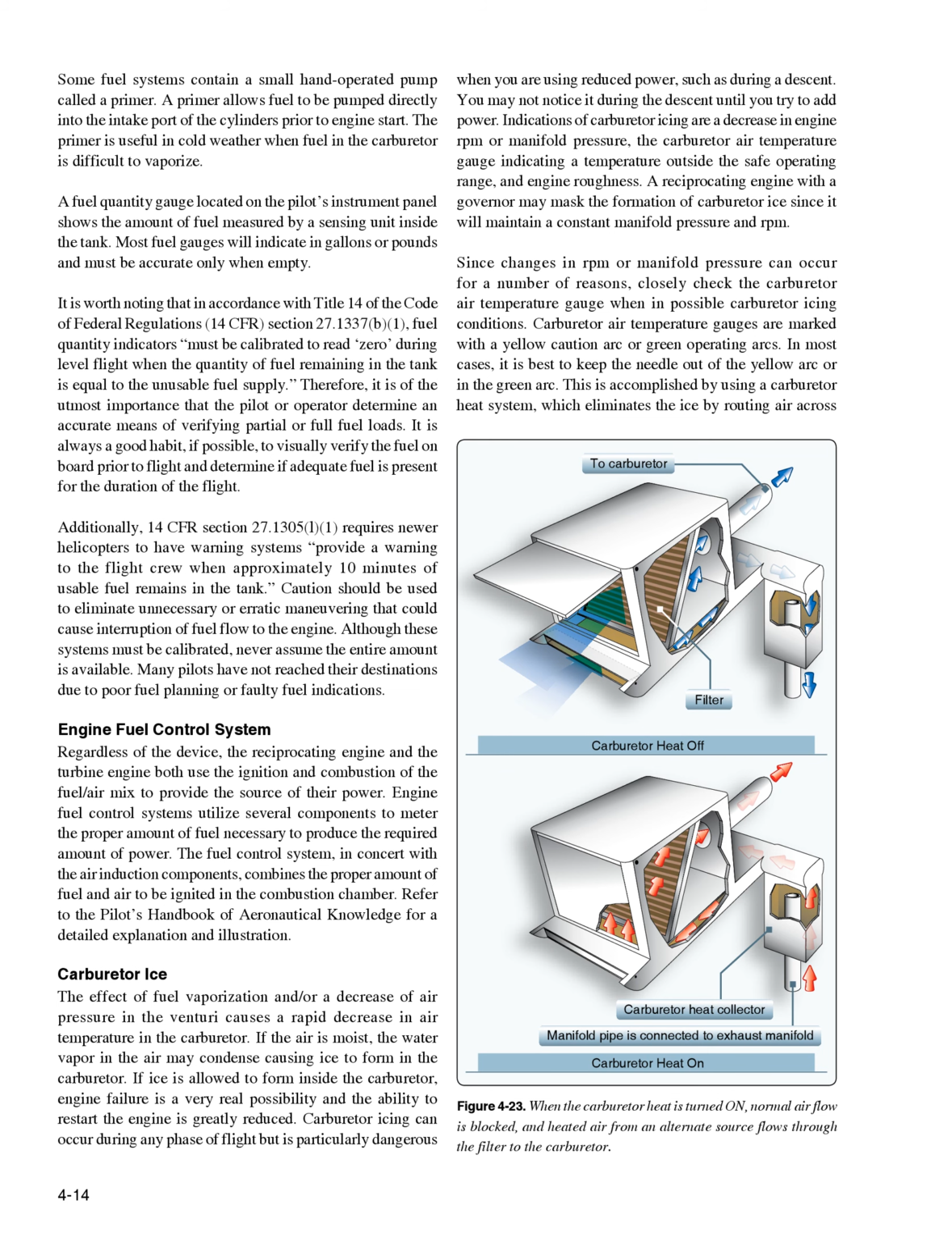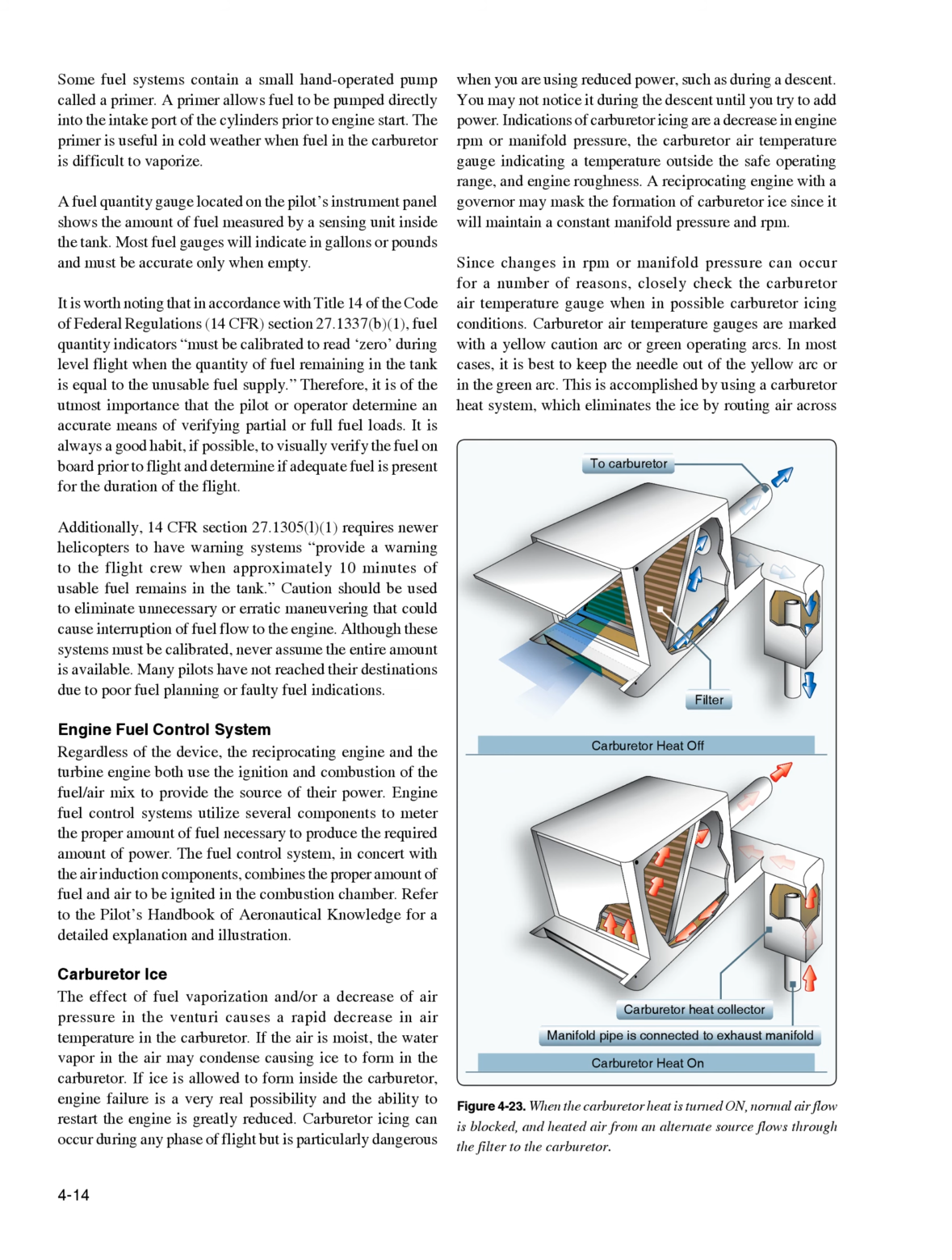A reciprocating engine with a governor may mask the formation of carburetor ice since it will maintain a constant manifold pressure and RPM. Since changes in RPM or manifold pressure can occur for a number of reasons, closely check the carburetor air temperature gauge when in possible carburetor icing conditions. Carburetor air temperature gauges are marked with a yellow caution arc or green operating arcs. In most cases, it is best to keep the needle out of the yellow arc or in the green arc.